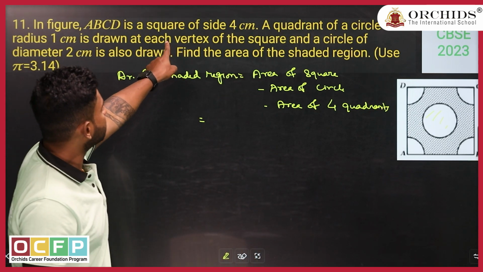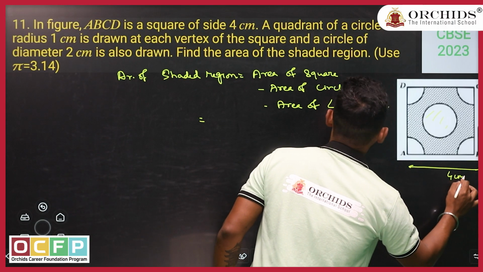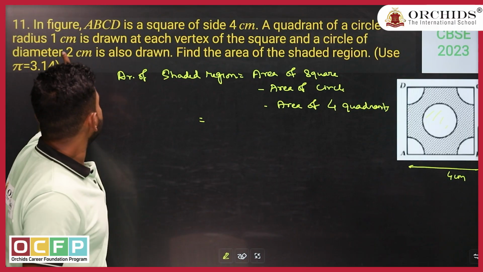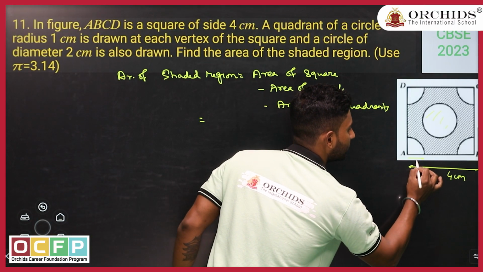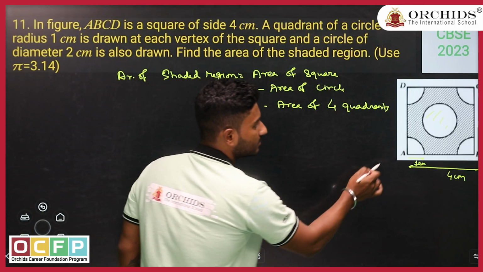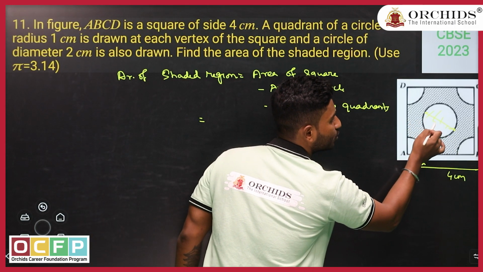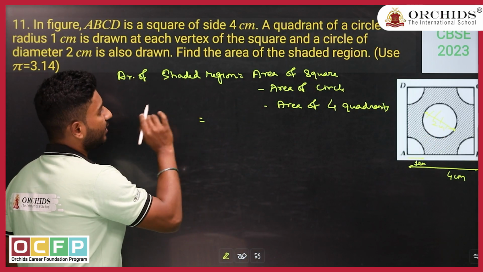Just see, side is given 4 centimeter. This one is 4 centimeter. Okay. Radius is 1 centimeter given. So this one is 1 centimeter given. This is 1 centimeter. And this diameter is 2 centimeter, means radius is 1 centimeter only. Fine.